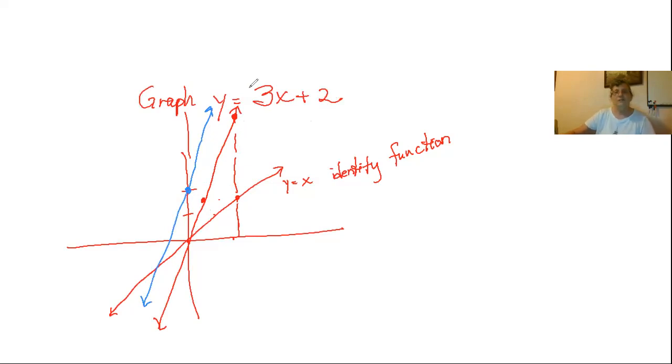So lo and behold, what we have here is a graph whose slope is 3 and the y-intercept is 2. So when you get a line, you can still graph it using what you know about the slope and the y-intercept, and I would suggest you do that.